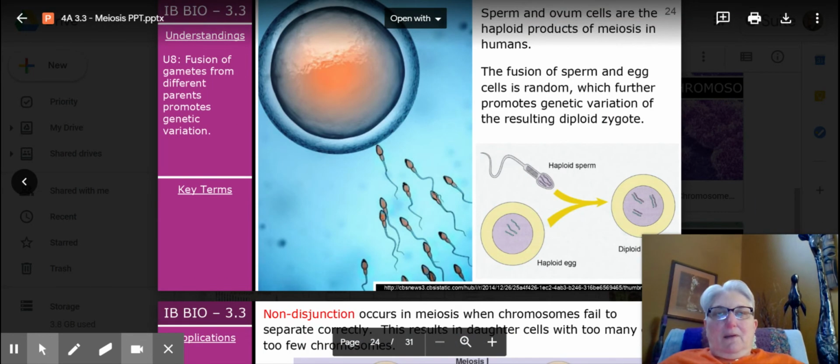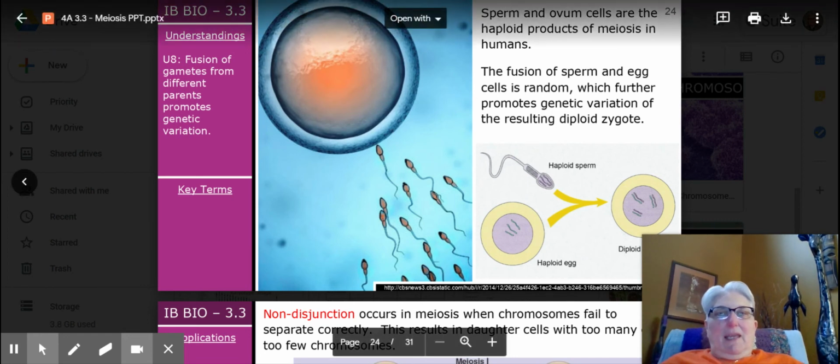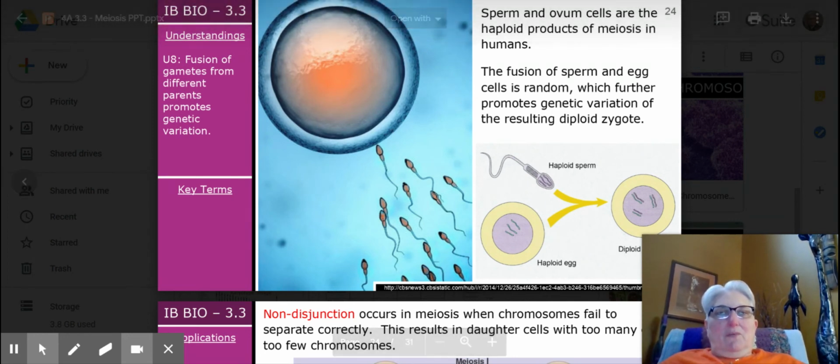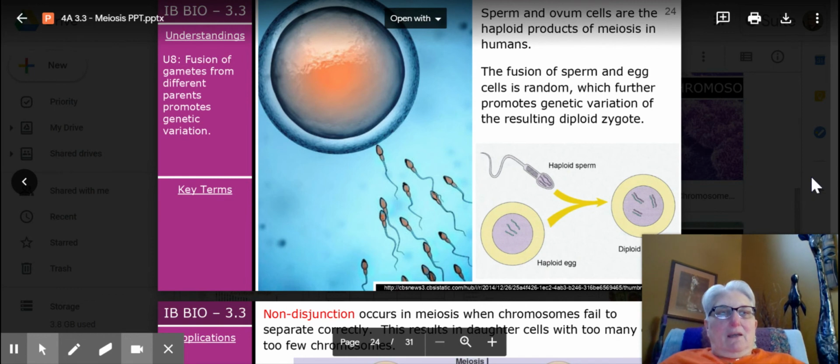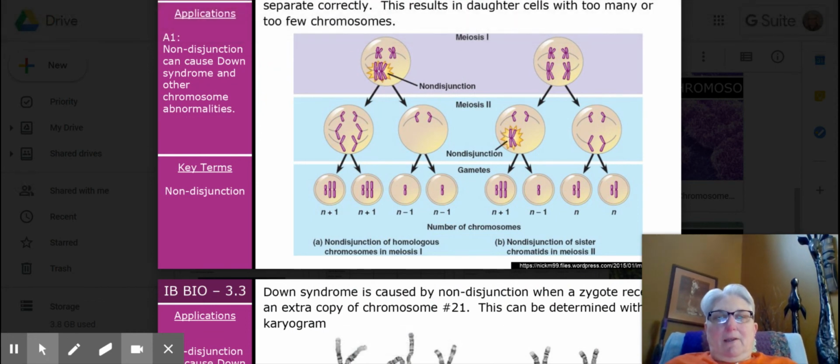Let's continue here. So again, here's fertilization, right? Sperm carrying 23 chromosomes. The egg has its 23 chromosomes, which give us 46 chromosomes total there. All right, just another look there.